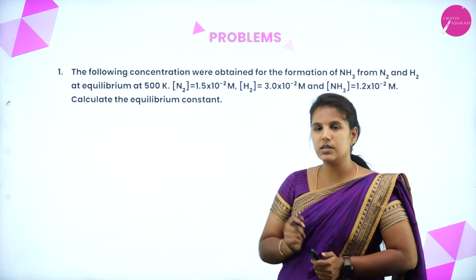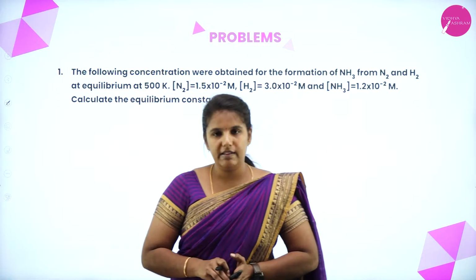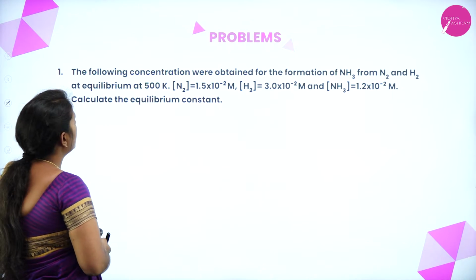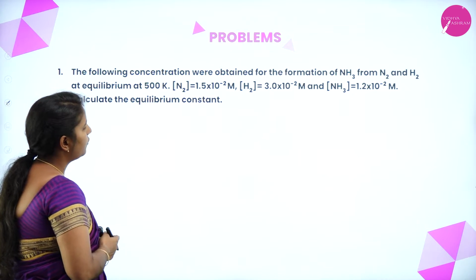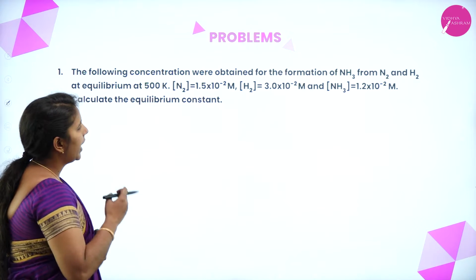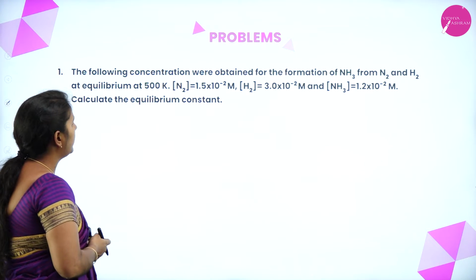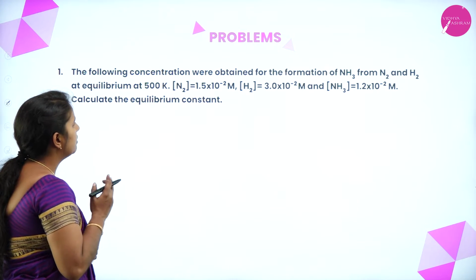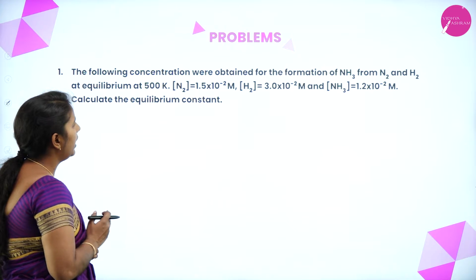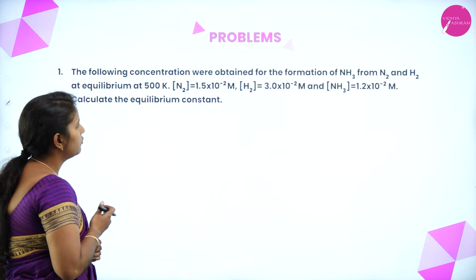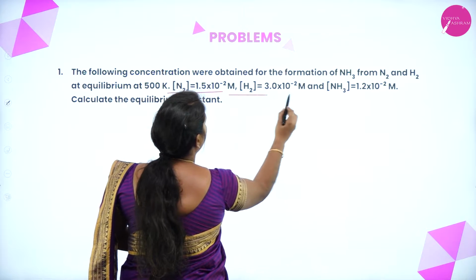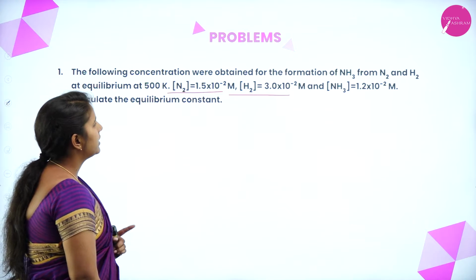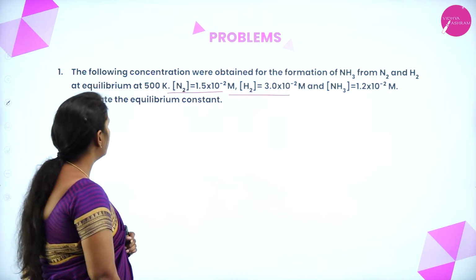Next, we will solve some numericals based upon the equilibrium constant, that is Kc. The first one: the following concentrations were obtained for the formation of ammonia from nitrogen and hydrogen at equilibrium at 500 Kelvin. The molar concentration of nitrogen is 1.5 into 10 to the power of minus 2 molar, and the molar concentration of hydrogen is 3.0 into 10 to the power of minus 2. Similarly, the molar concentration of ammonia they have given is 1.2 into 10 to the power of minus 2 molar.